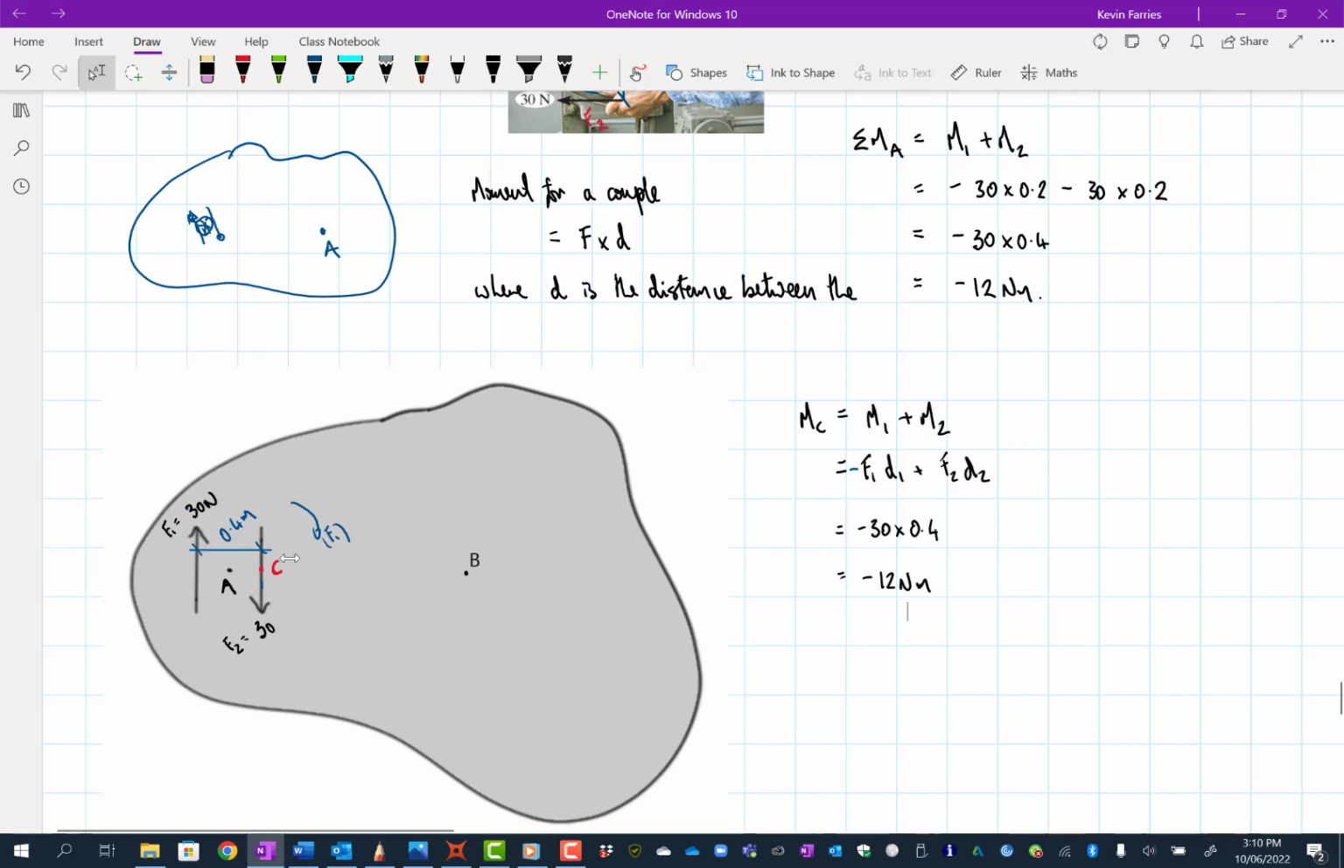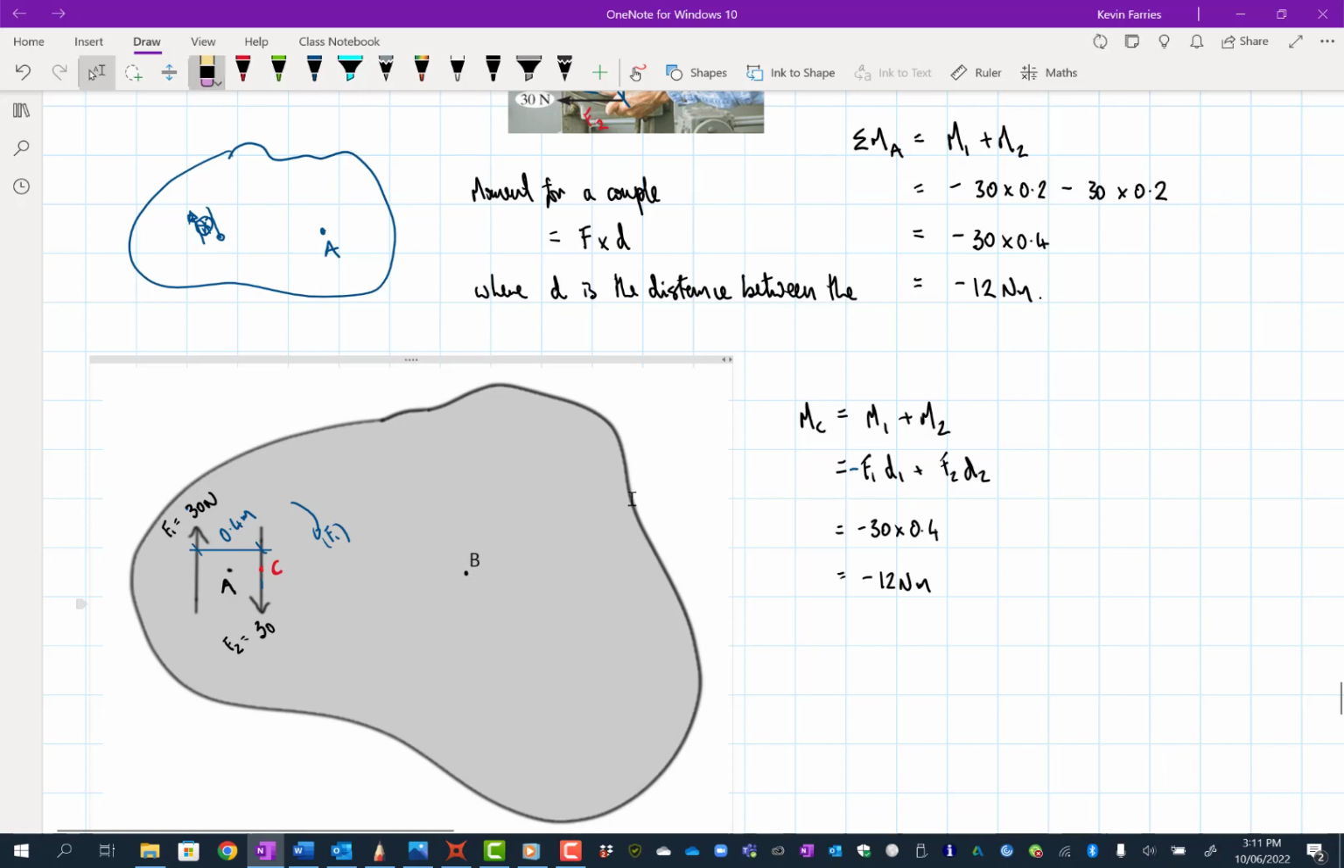So it doesn't really matter which direction the forces that make up a couple are pointing. You're still going to get the same moment no matter what. And we're also finding that that moment doesn't change for different points. So the moment if you choose point A is the same as the moment if you choose point C. Let's have a look at B now. We'll have a go at that one.